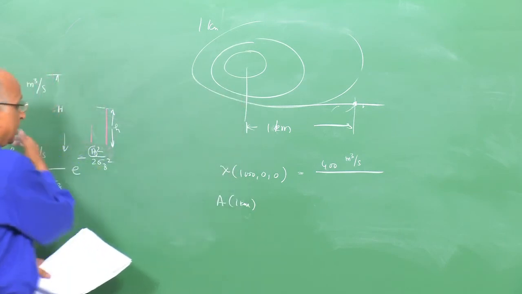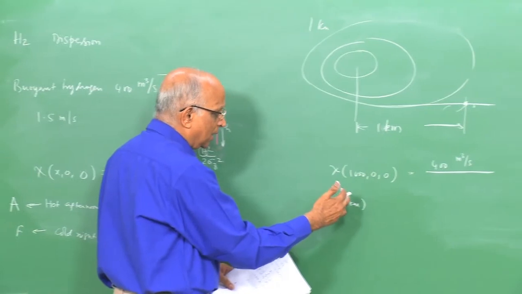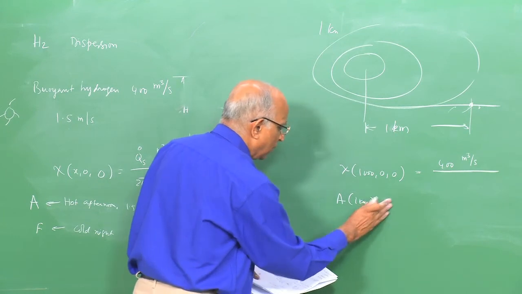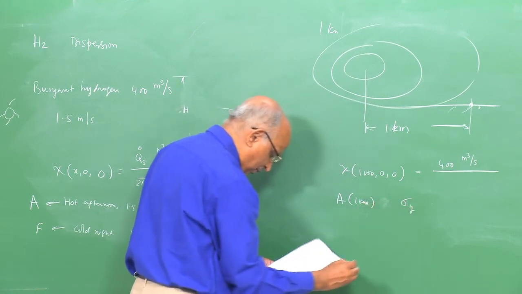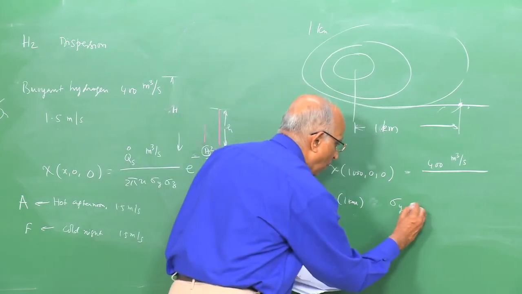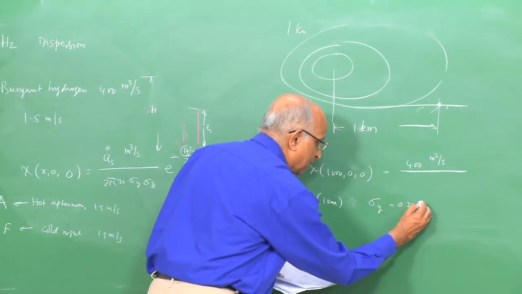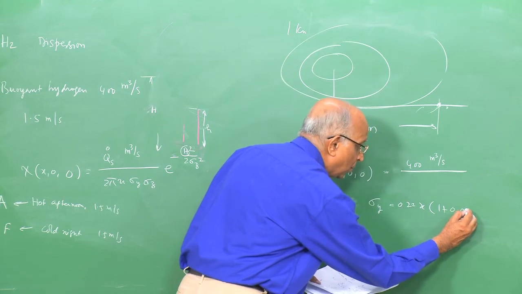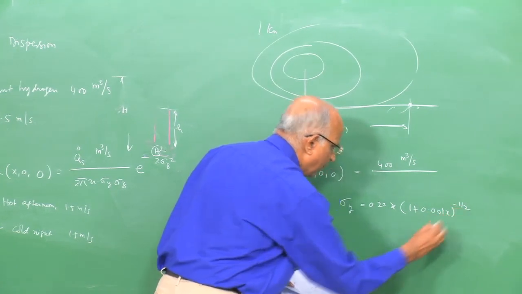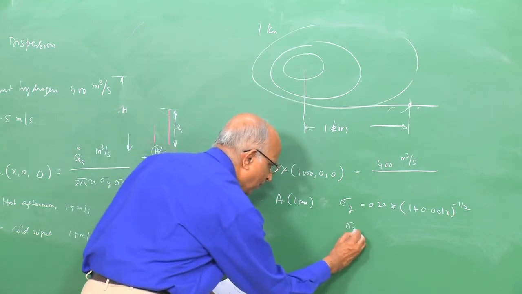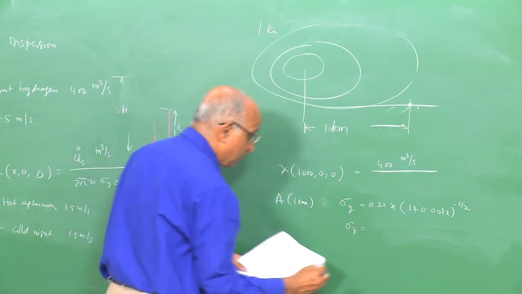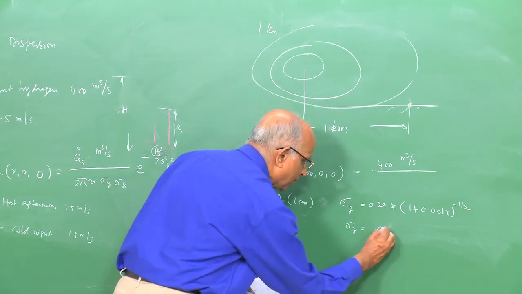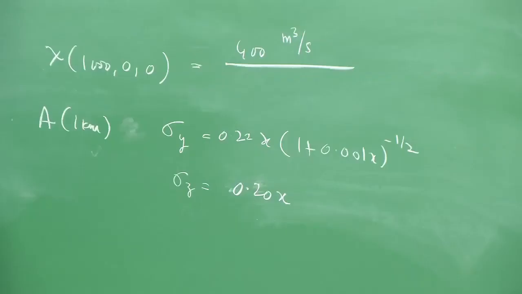In this problem, maybe this place where the leak happens is, let us say, a rural setting. Therefore, I know the value of sigma y. Sigma y is given by 0.22 x into 1 plus 0.001 x to the power minus half, and similarly sigma z for condition A is given by 0.20x, and therefore, these are all standard things.